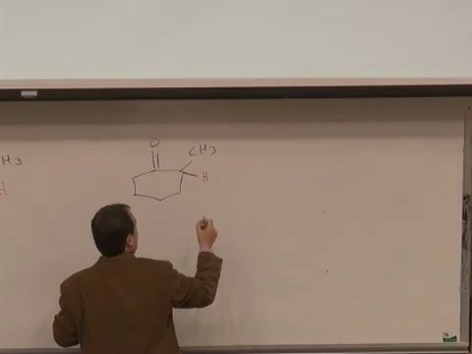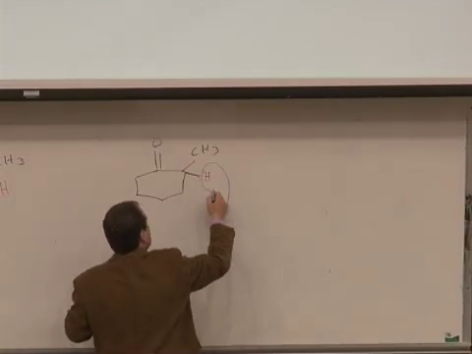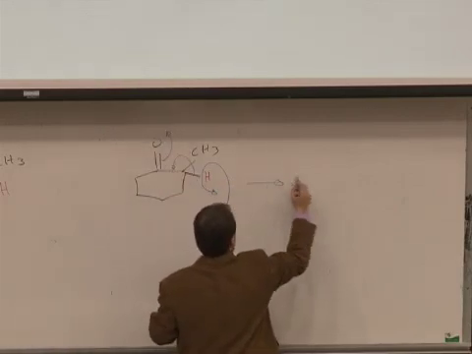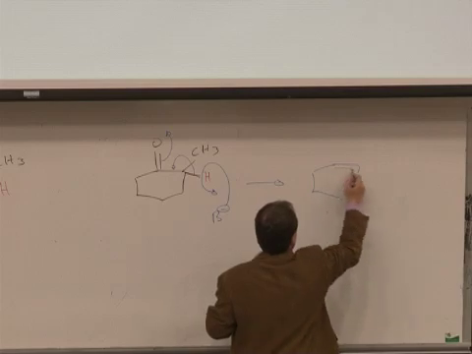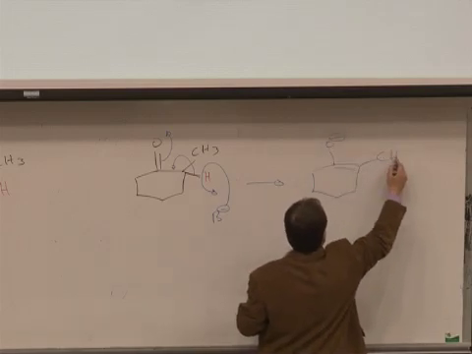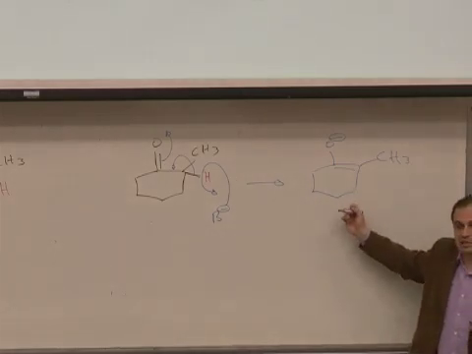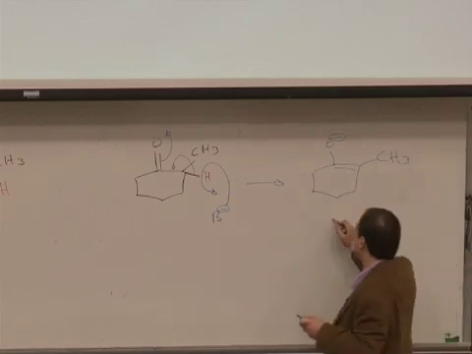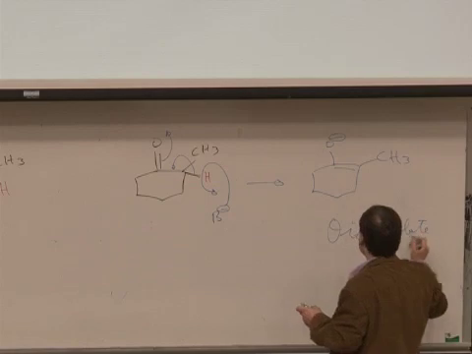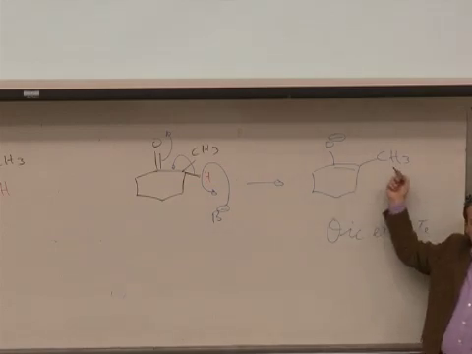Now, if you have the base to pick up this alpha hydrogen, you are going to form this enolate. Now, this enolate is called the thermodynamic enolate. It is the more stable enolate because the double bond is substituted with a methyl group.